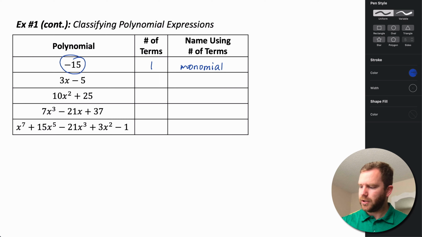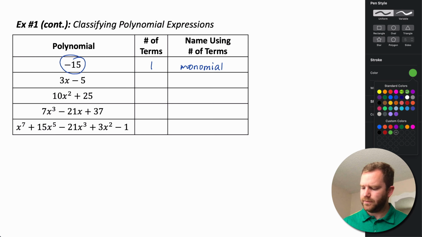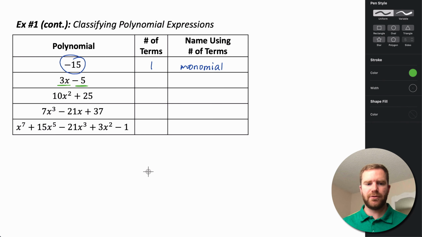This has two terms. A term is always separated by an addition or subtraction sign. So we have the 3x and then we have the -5. So there are two terms there. And a two-term polynomial is called a binomial. Bi like bicycle, meaning two. Binomial. So again, this has two terms, so it is again a binomial.